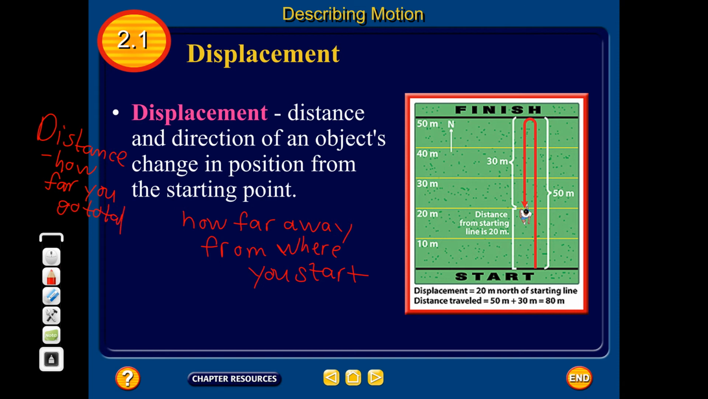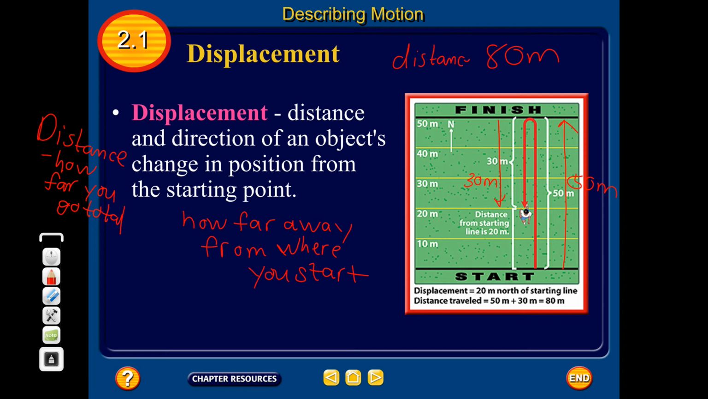So if I use this diagram over here, what we would say is, if I'm looking at the distance, the person has run 50 meters up and then 30 meters back. So for distance, I add that all up. I don't care which way I go, I just keep on adding up the numbers. So this would be a total of 80 meters. Okay, that would be your distance.